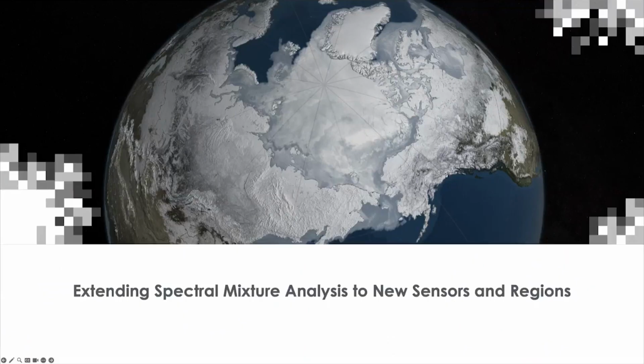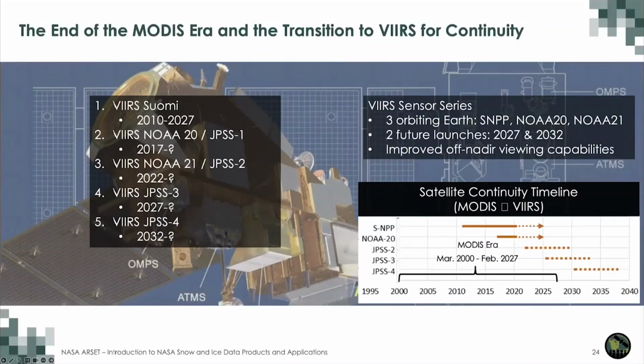Next, I'll talk about extending spectral mixture analysis to new sensors and regions. MODIS, which we've relied on since 2000, is nearing end of life. The satellite is drifting closer to the Earth, resulting in earlier morning observations where there are larger shadows from mountains, making it harder to see the snow.